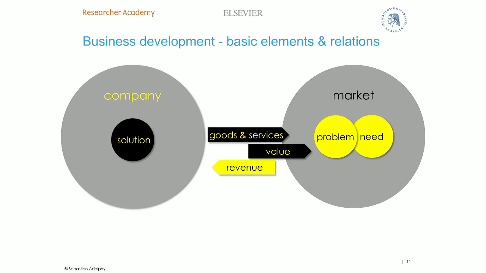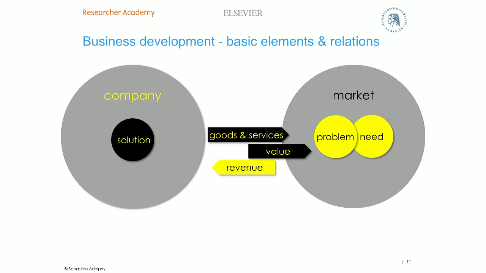If you take a look on the slide now, this is basically the core element of your business. You have to understand, you have to have a company, you have to have a solution for an existing problem in the market, and you have to be able to deliver value in a way that somebody is going to pay for it. This is the very core element.